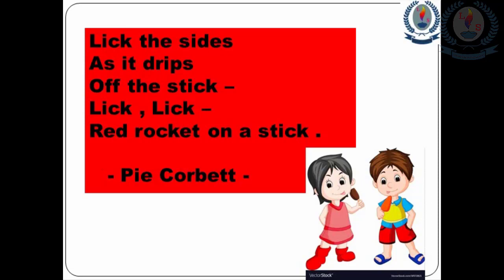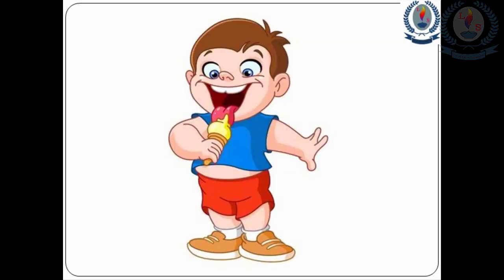Then finally he is again giving the first idea. Red rocket on a stick. The shape of the ice lolly is like a rocket, but always it's on a stick. So don't forget, children, the writer is Pie Corbett. The poem is Ice Lolly. Okay, you can see a beautiful picture of a cute boy. He is having an ice lolly.